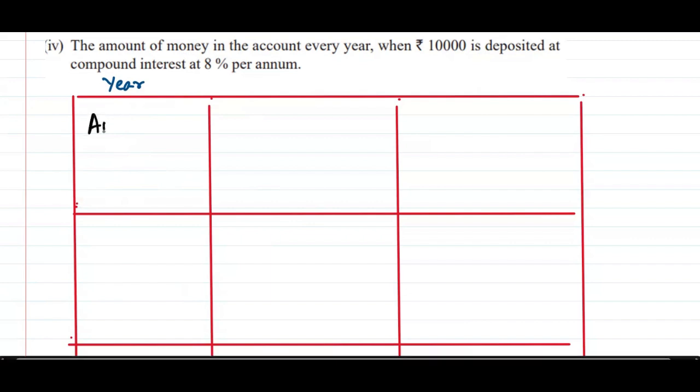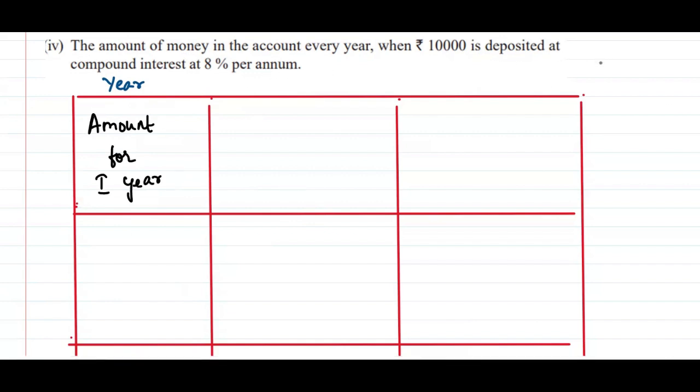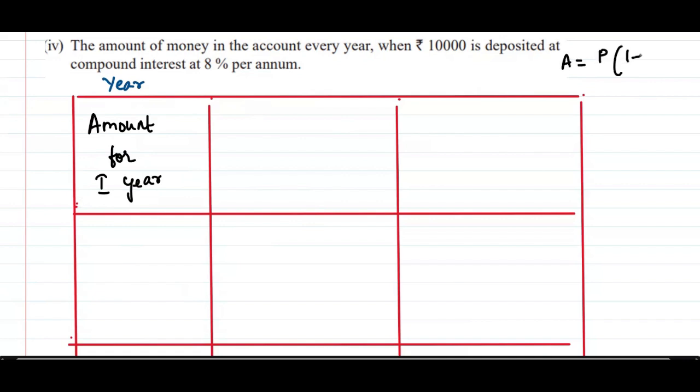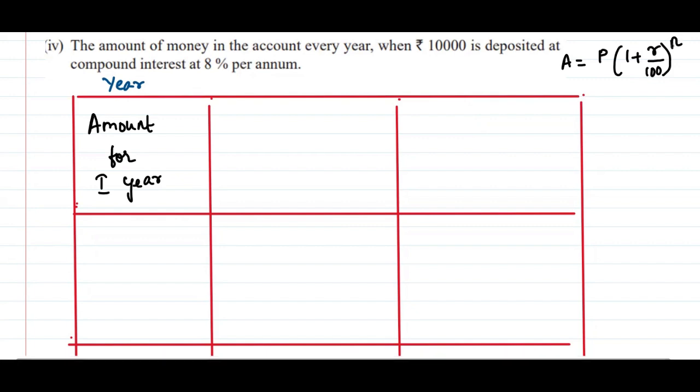Okay, now we are going to first find the amount, which is A, for the first year. I didn't write what the formula is, right? So the formula for A is equal to P into (1 plus R by 100) to the power N. P stands for the principal, R is the rate of interest, and N is the number of years. For this column it will be year, in this column we will do the calculation part, and this column will be the answer.